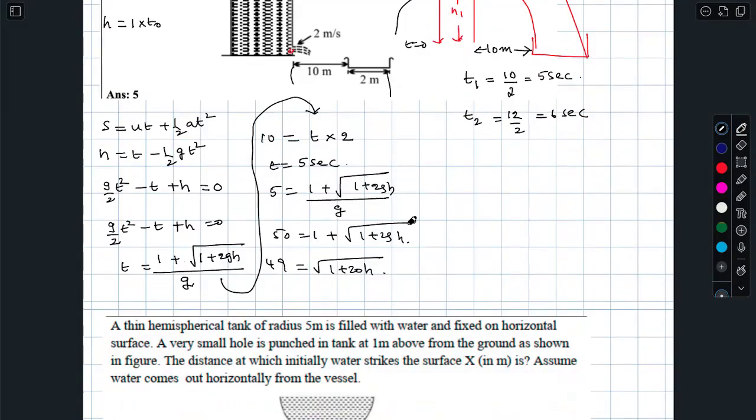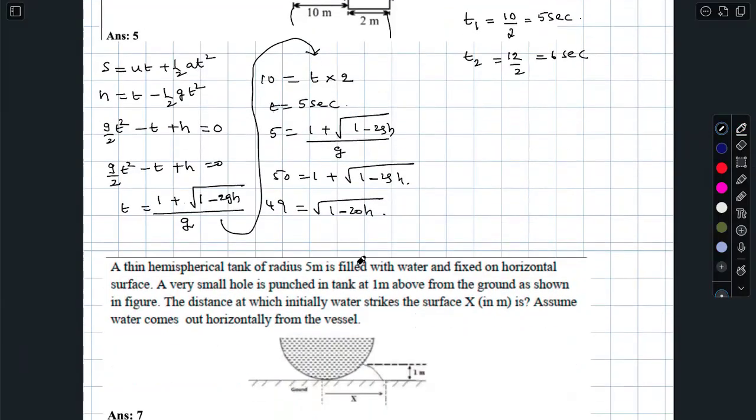T is equal to 1. ఇక్కడ మైనస్, ఇక్కడ మైనస్, ఇక్కడ మైనస్ 1 minus root 1 minus 20H. ఓకేనా? ఇక్కడ క్లియర్ అయినా అందరికి? స్క్వేరింగ్ చేస్తే ఏమొస్తుంది? ఎక్కడ తప్పు వచ్చిందిరా మనకి? చెత్తగా వస్తుంది ఆన్సరు. Somewhere I went wrong. Yes, please correct.